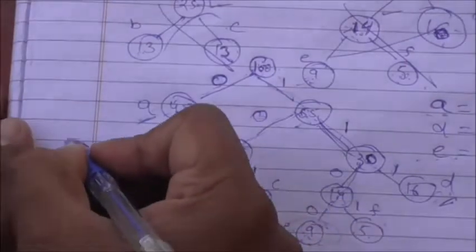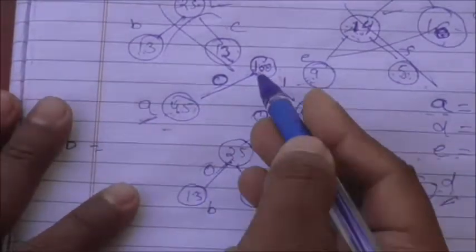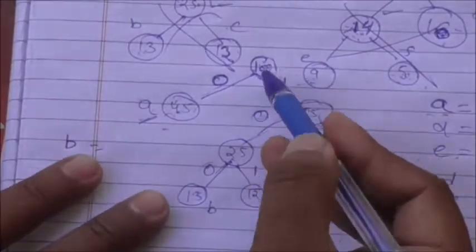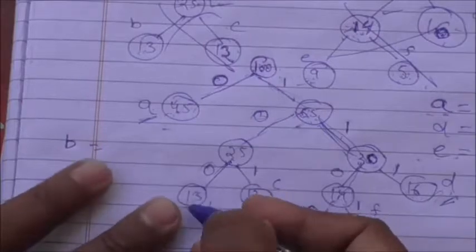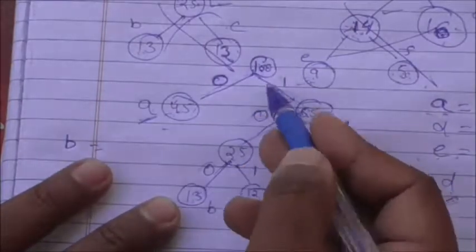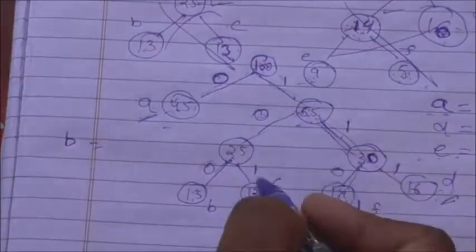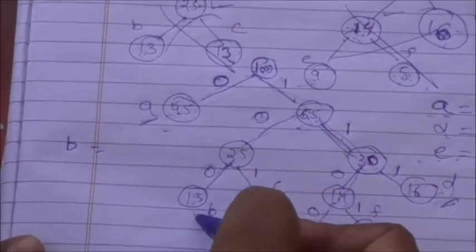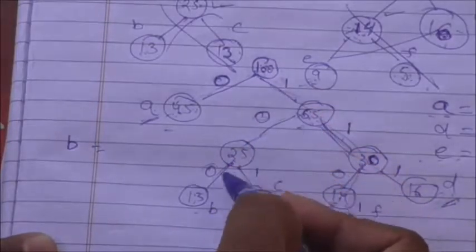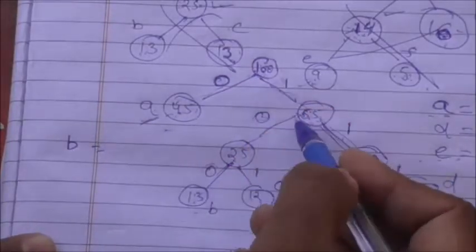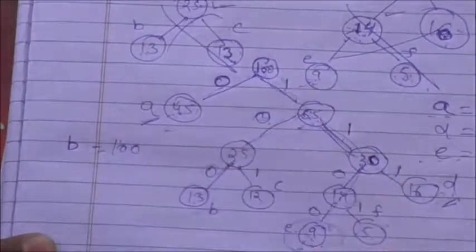Suppose I have to find the code for character B. So how will I find the code for characters? I will start from the root node, and whatever is the path from root to that leaf, in that path, whatever are the labels of the edges, I will write them. That will be the code for that character. So for this leaf B, starting from root, this is the path. In this path, edges are labeled by 1, 0, 0. So the code for character B is 100.